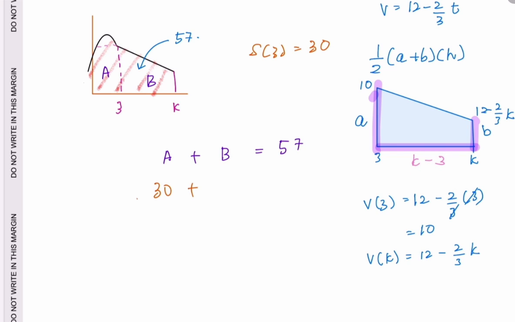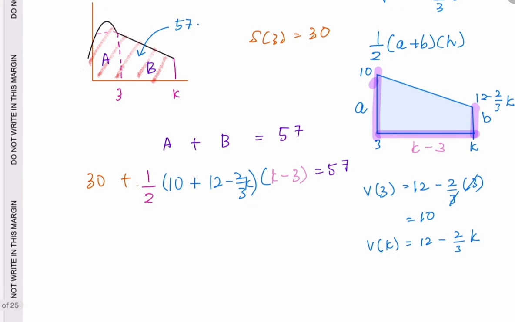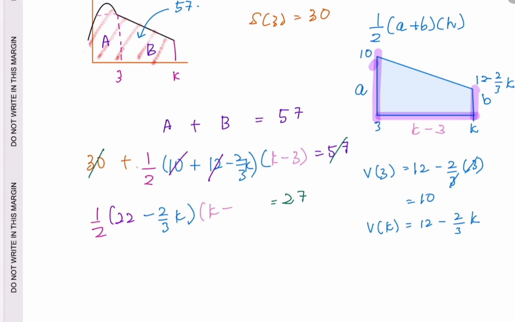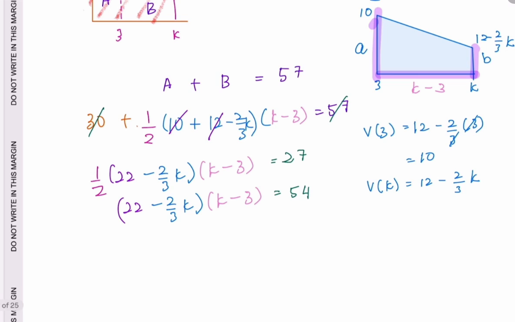Now, after we have all that, let's substitute into 1 over 2 times (a plus b) times the height. That is equal to 57. Now, let's simplify this. We take away this first, 57 minus 30, 27. Simplify the inside part, 10 and 12 is 22, plus 2 over 3k, times 1 over 2 times k minus 3. Let's move 1 over 2 first over here, 54. This one, let's open the bracket.